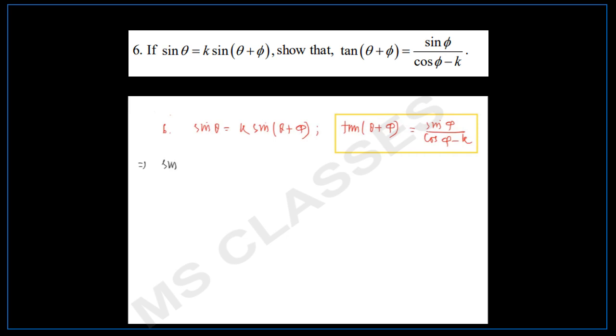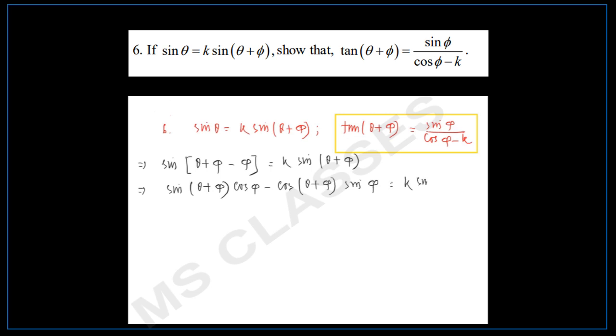I can write this one: sin(theta plus phi) minus, equal to k sin(theta plus phi). Now this will be what? sin A cos B minus cos A sin B equal to k sin(theta plus phi). And what we have done? We have taken all the similar terms on one side. So here also we do the same thing.